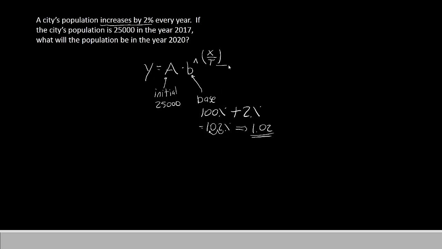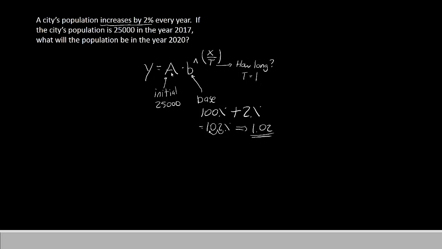Now for the t. That's how long it takes to make that change. It says that this happens every single year. So we'll let t equal 1. It simply happens once every year.